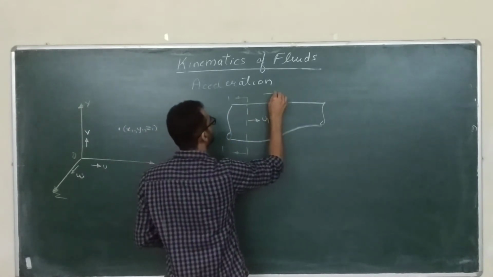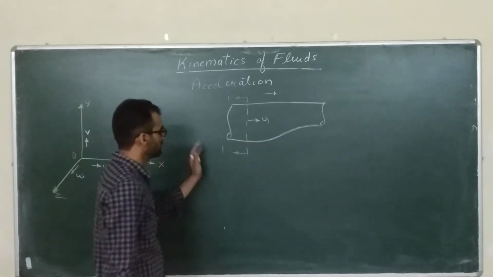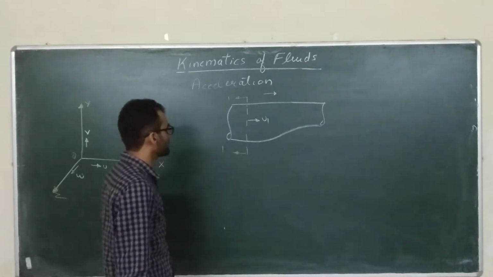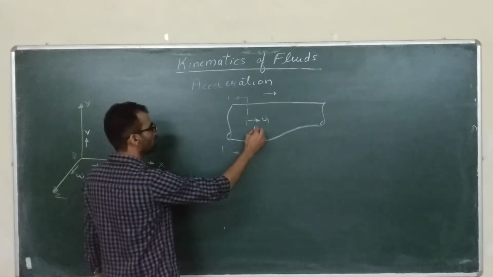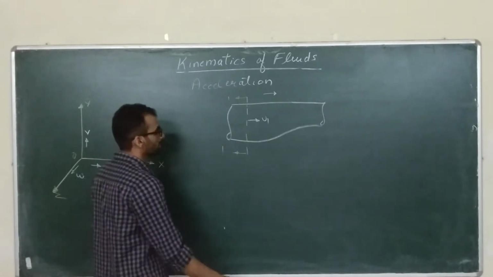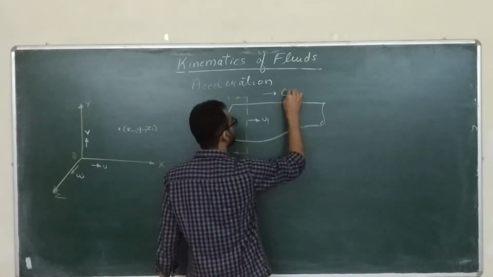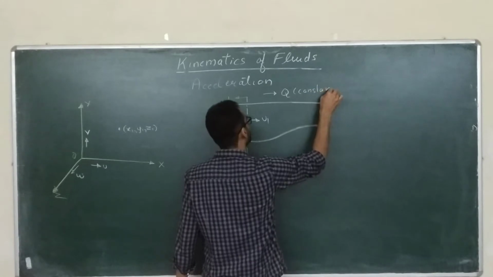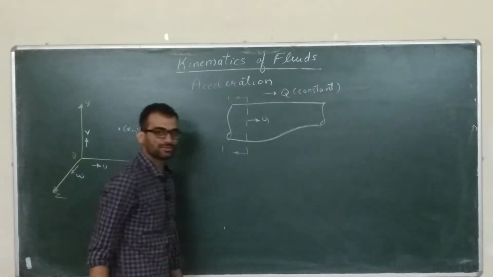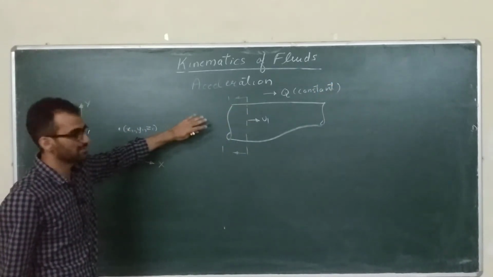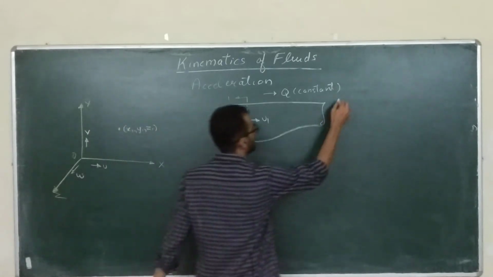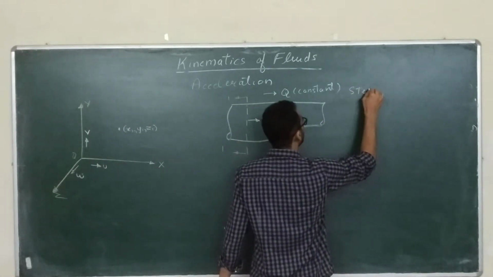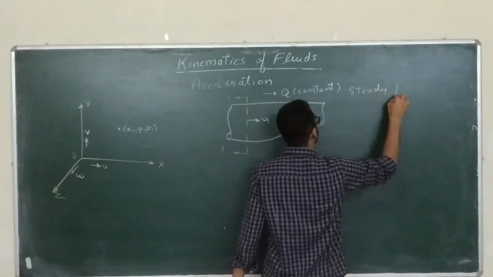The flow is from left to right. This is the flow direction, and flow is taking place from left to right. Now you want to find the acceleration here. The discharge is constant. It is a steady flow. Why? Because the discharge is constant, so it will be a steady flow.